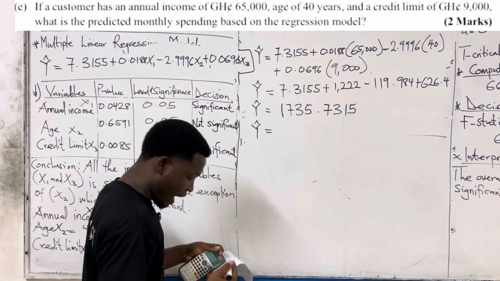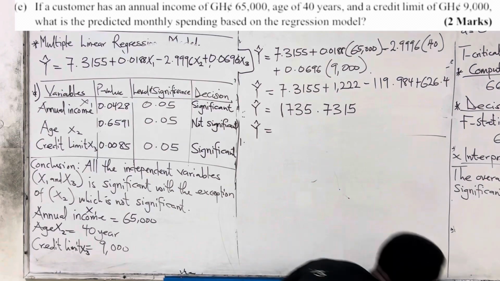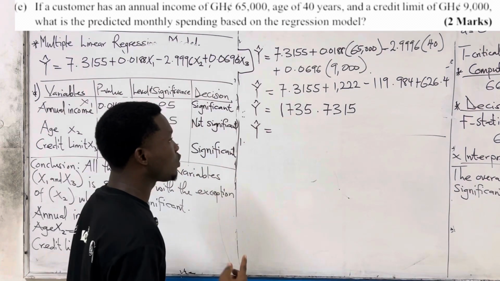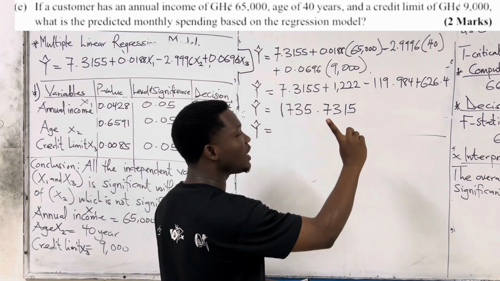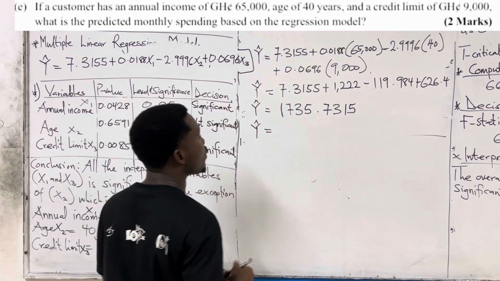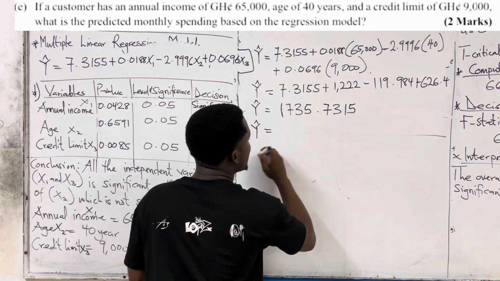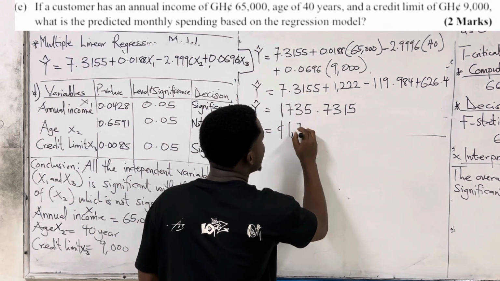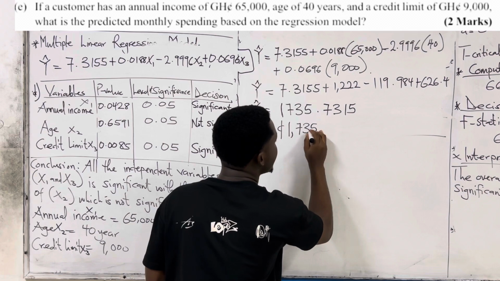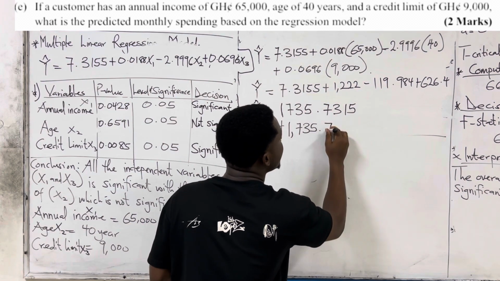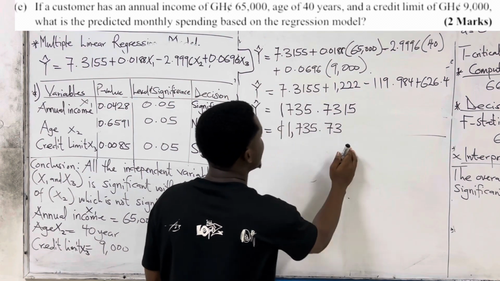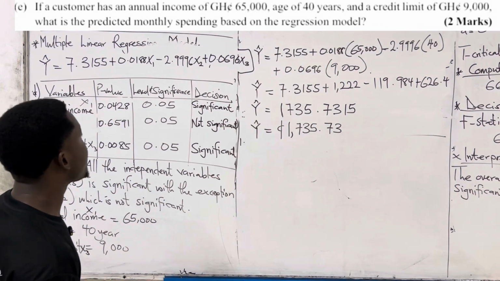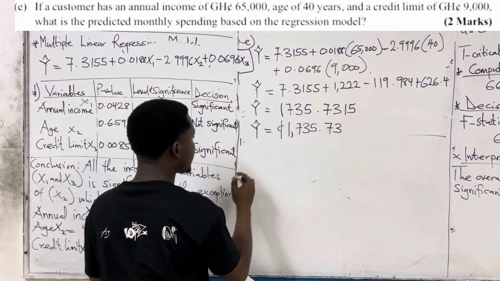So the one that we have in decimal form, we have to convert it into 2 decimal places. So it will be given to us in cedis. So we have 1,735 cedis and 73 pesewas. This is the figure for the question. So this is question E.